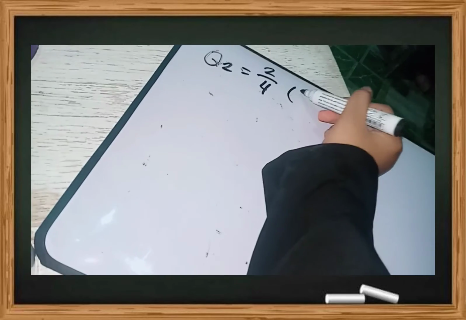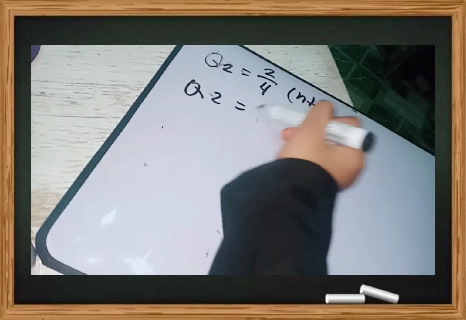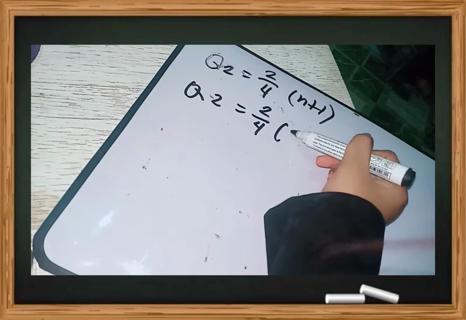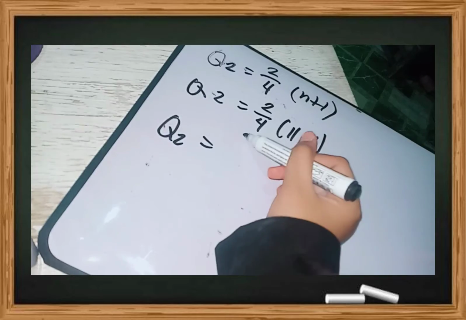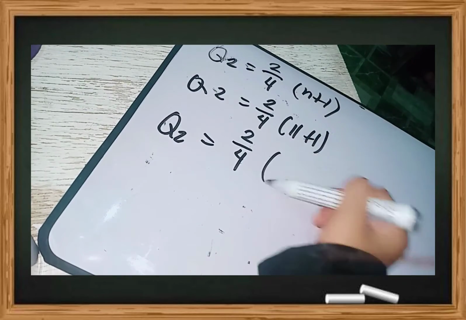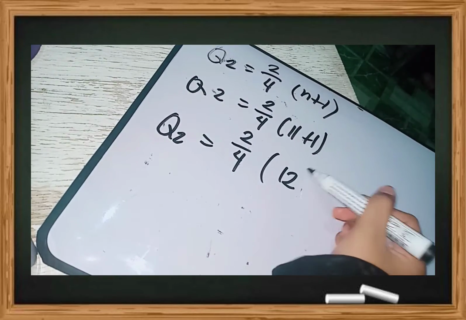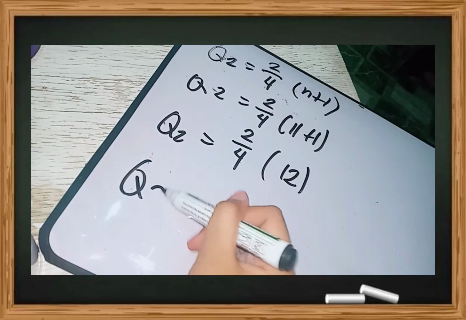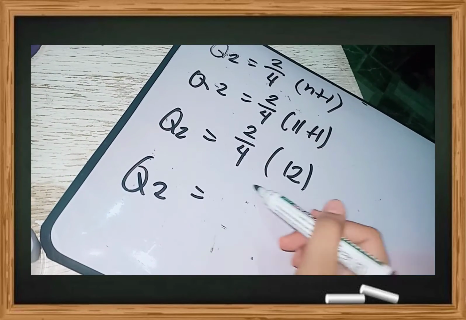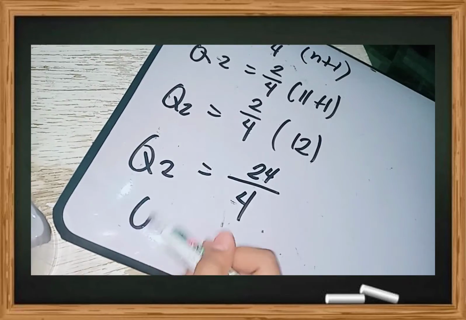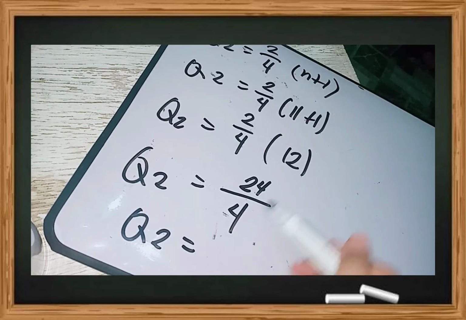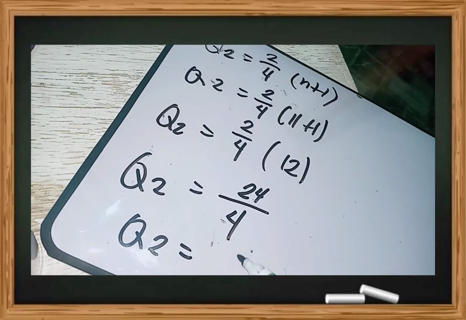Quartile 2 equals 2 over 4, open parenthesis, n plus 1, close parenthesis. Quartile 2 equals 2 over 4, 11 plus 1, which is equal to 12. So quartile 2 is equal to 12 times 2 is equal to 24. Copy the denominator, which is 4. So quartile 2 is equal to 24 divided by 4 is equal to 6.